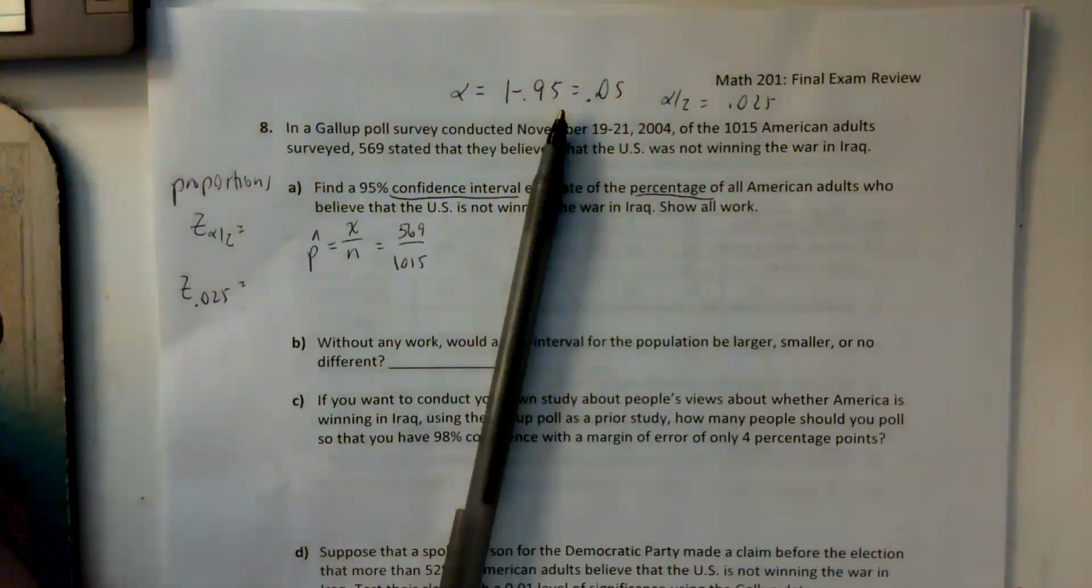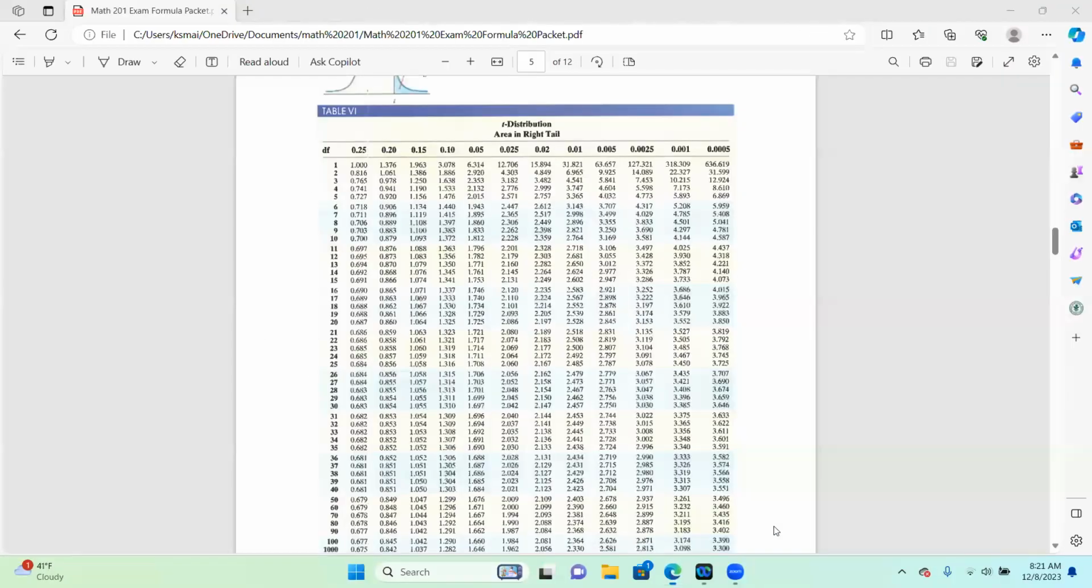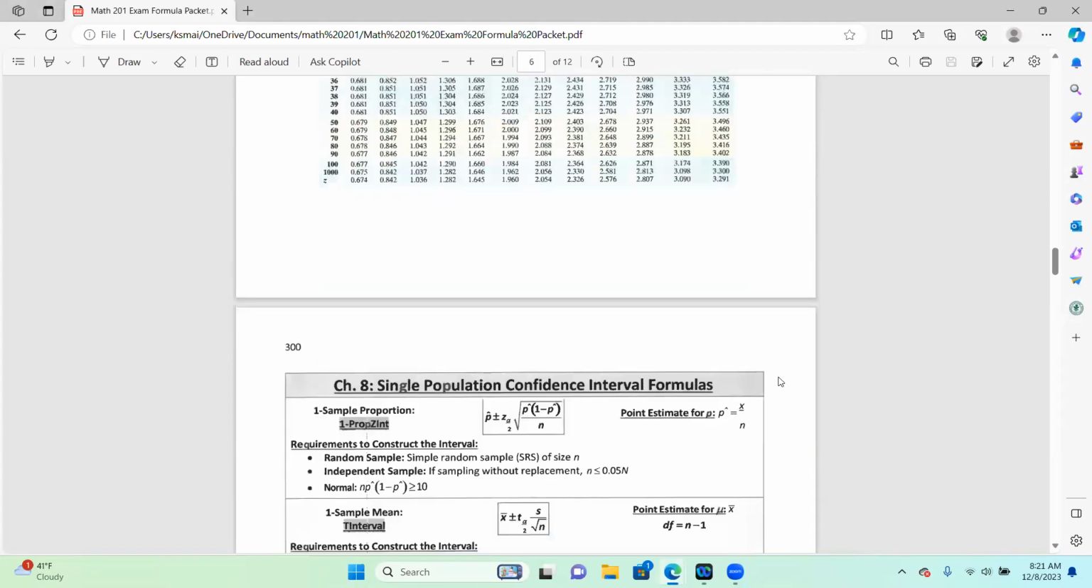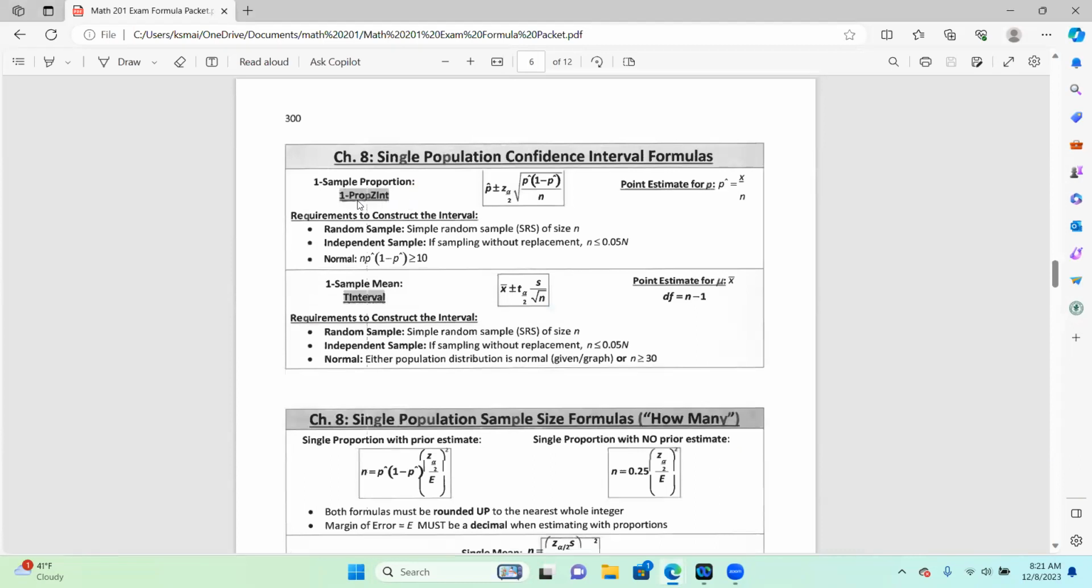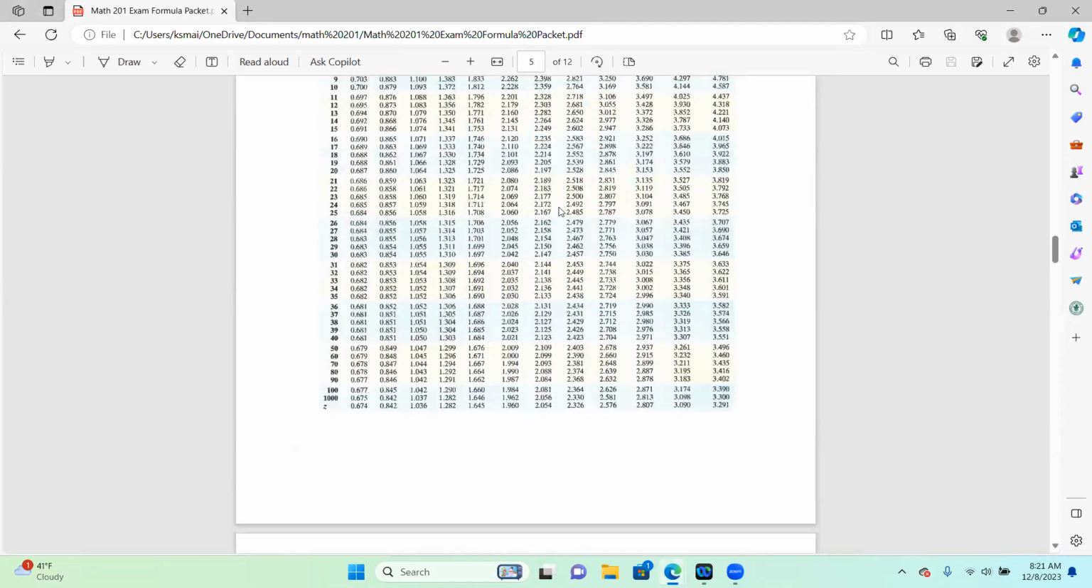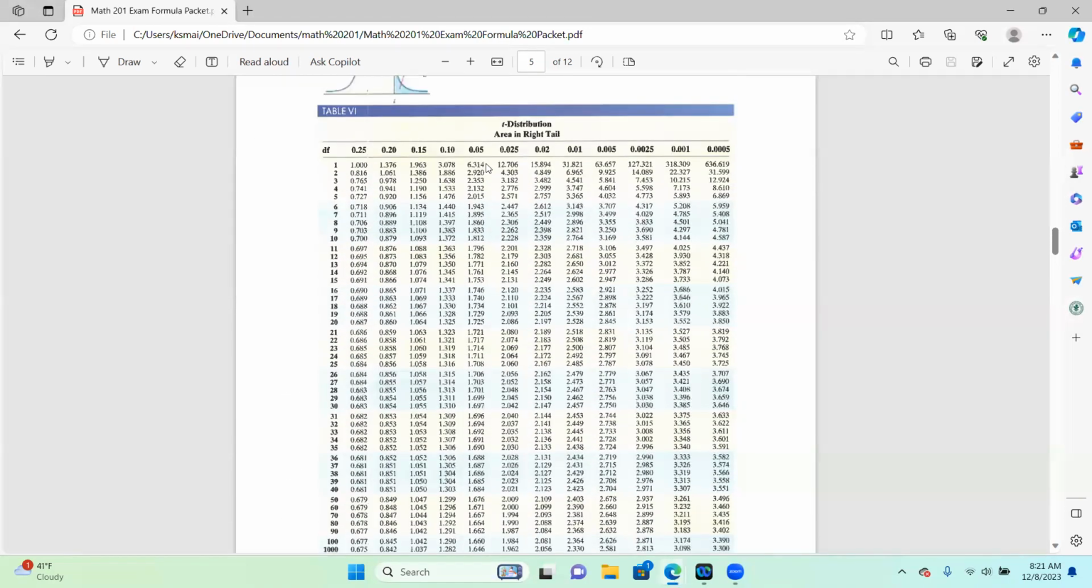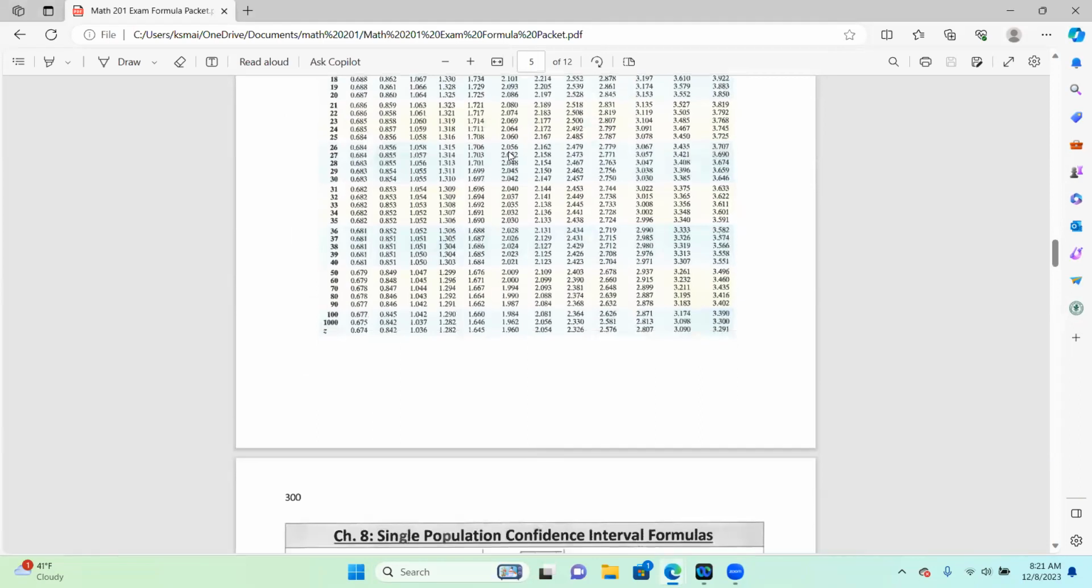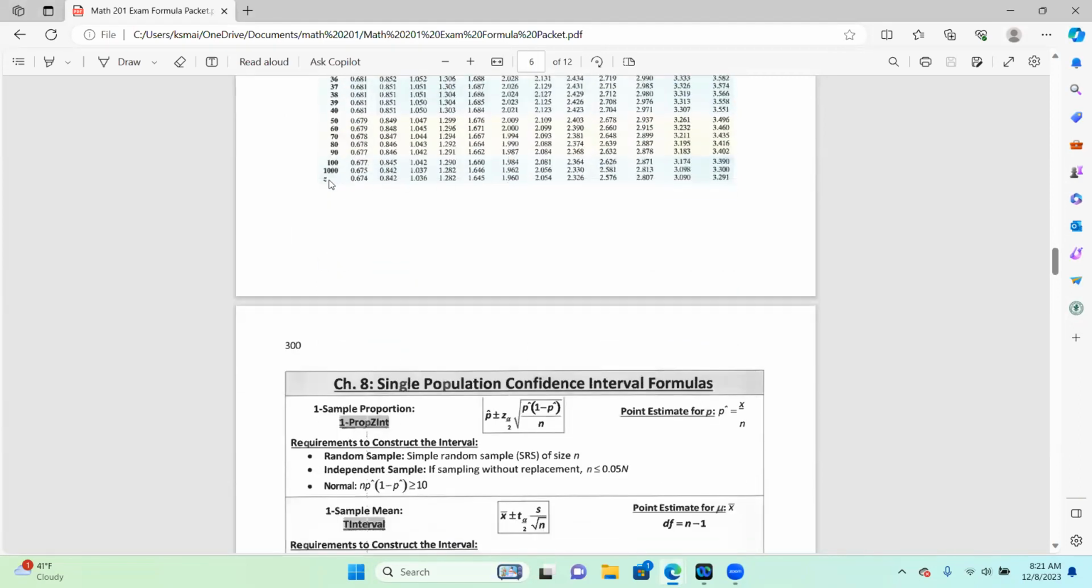So I'm going to go to the formula packet that I encouraged you to print out. It's at the bottom of the modules by the final exam review, because it's going to have all the formulas that you're going to need. So here's the one sample proportion formula that we're using. I'm going to show the program in Desmos just for practice. And then we're looking at 0.025. If you take this column right here where my mouse is and go all the way to the bottom, we're looking at the Z, because everything else in that table is for T and degrees of freedom, but we're using the Z, which is the very bottom row, so 1.96.